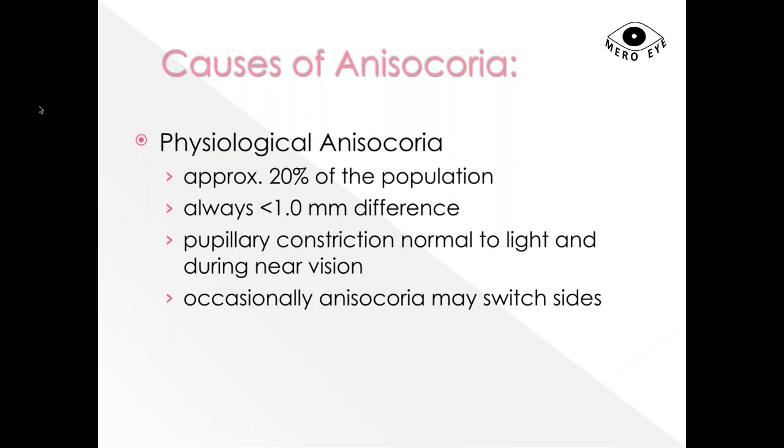And sometimes we have also observed that when there is physiological anisocoria, the sizes may switch. For example, let's say at first examination, the right eye was bigger, then on the next examination, it might appear that the left eye is bigger. But usually what we have to remember is that the difference in the size is always less than 1 millimeter.